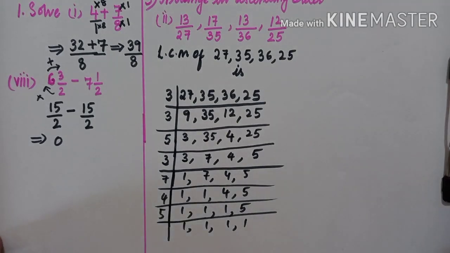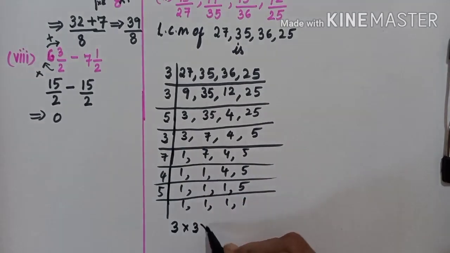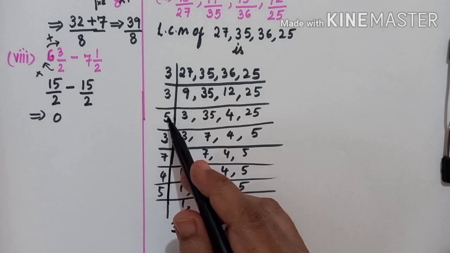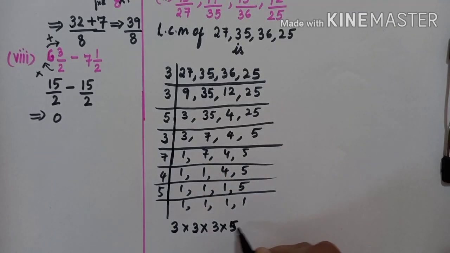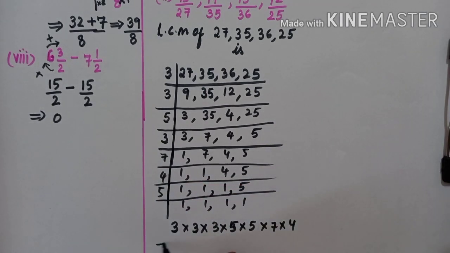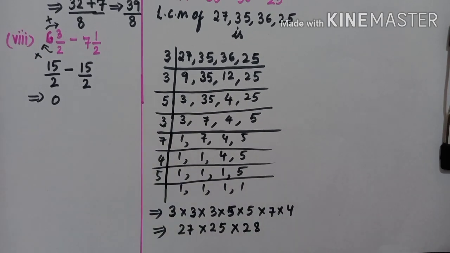3 into 3 into 3, like you are having 3 3s. 5 twice, we are having 5 into 5. Then 7 and 4 are single only. So here 3 3s are 9, 9 3s are 27, into 5 5s are 25, then into 7 4s are 28. So all together you just have to multiply 27 into 25 into 28.